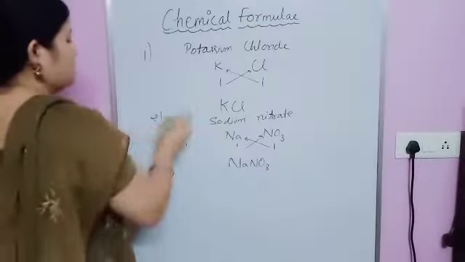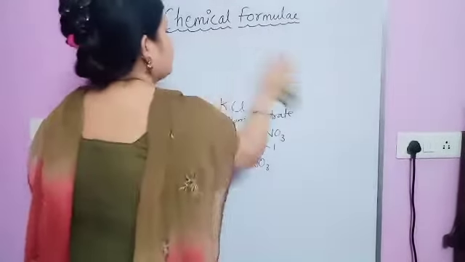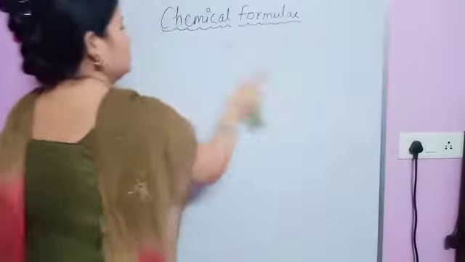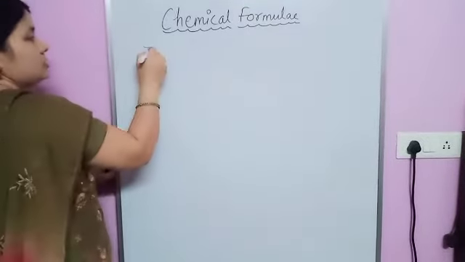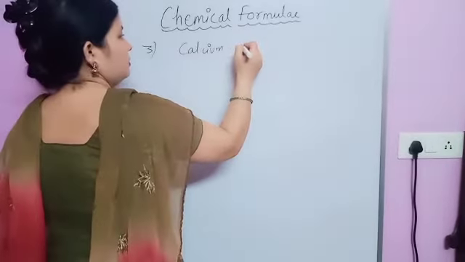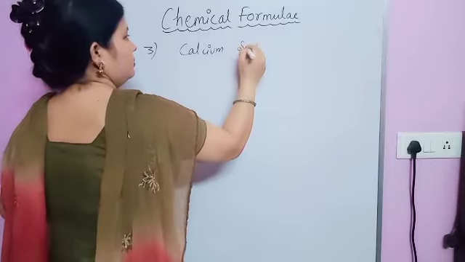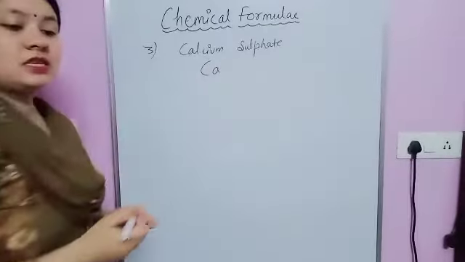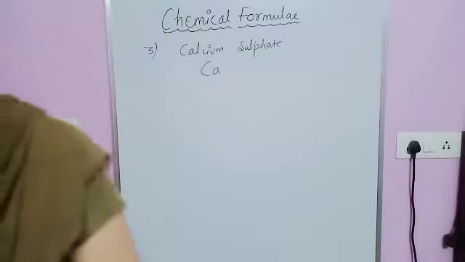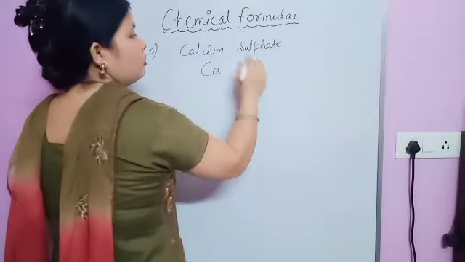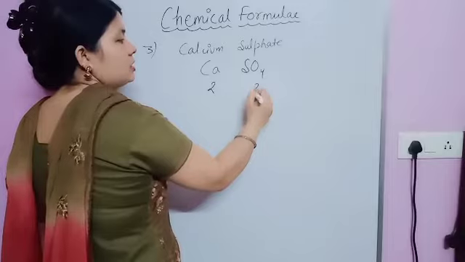After that, I want to give one more example. Another one you can take is calcium sulfate. In case of calcium sulfate, calcium is Ca, and sulfate is SO4 with 2 negative. You see, this is SO4, charge 2 minus. Calcium is 2 plus, this one is 2 minus. No need to mention plus or minus.